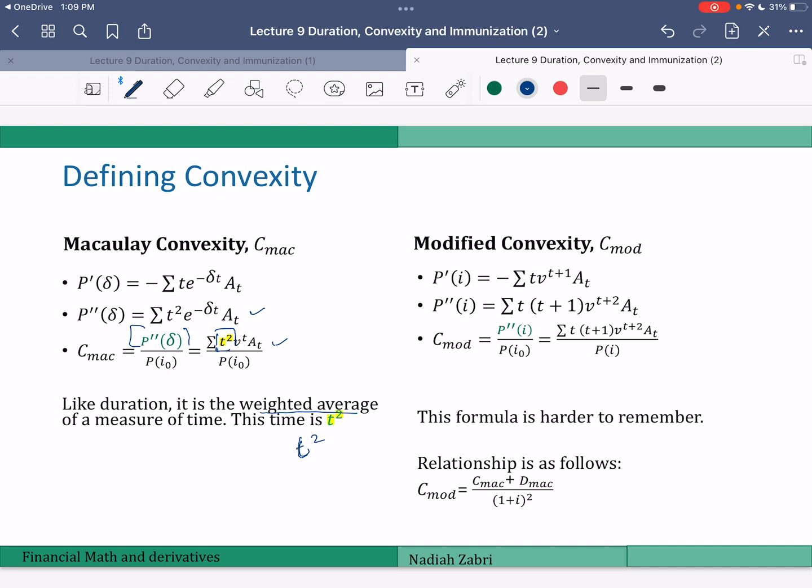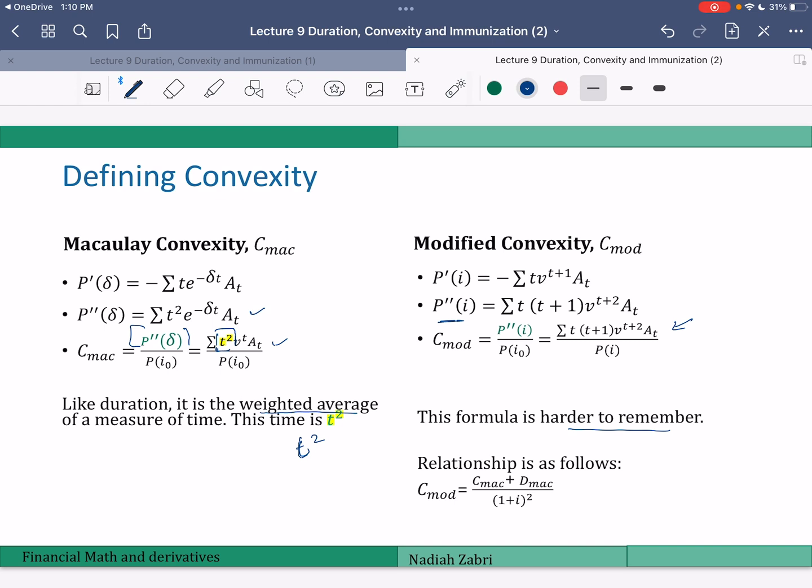For modified convexity, it's going to be slightly unintuitive. If you do the second derivative with respect to i, this is what you'll get. If you see, the formula is harder to remember, but we still need the modified convexity. As you remember, we need to modify the Macaulay measure because the common measure of yield is i and not delta. Because of that, we need the modified version.